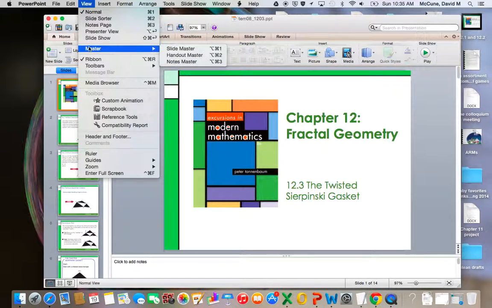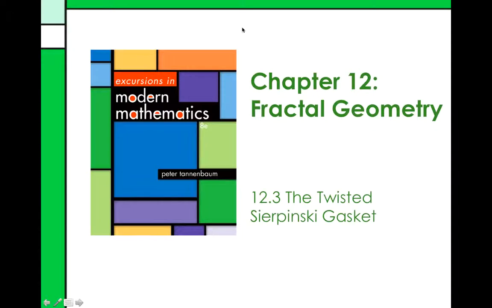Hi everybody, and welcome to the video for section 12.3. This will be a pretty short video because the section is pretty short. We're going to define one more kind of fractal, as the name suggests here, the twisted Sierpinski gasket. It's basically a Sierpinski gasket but with a twist on it. So it's essentially a generalization of section 12.2.